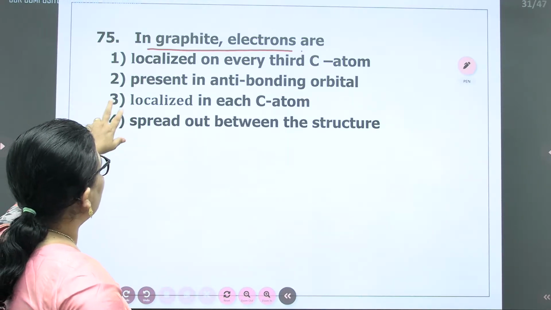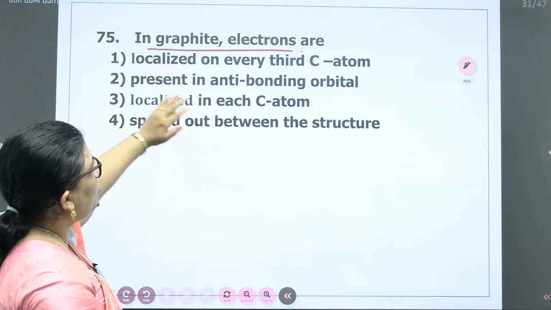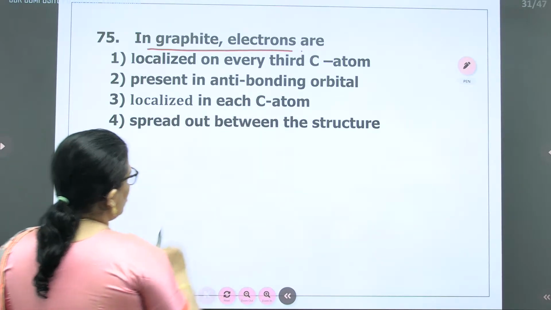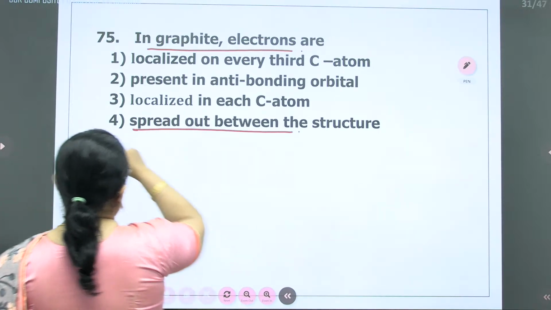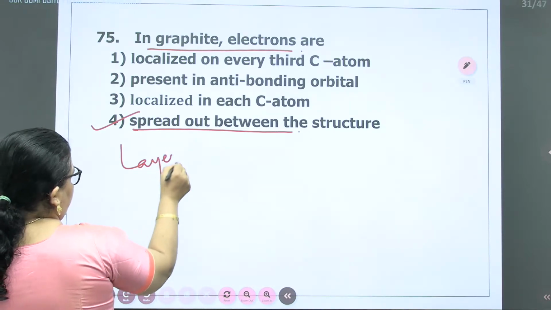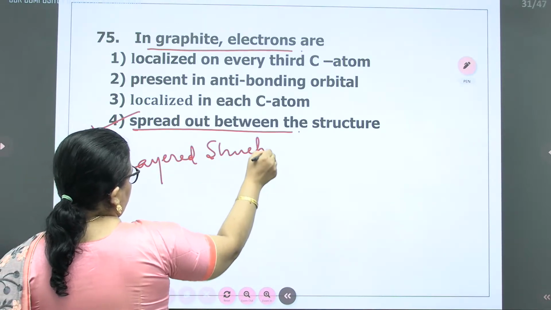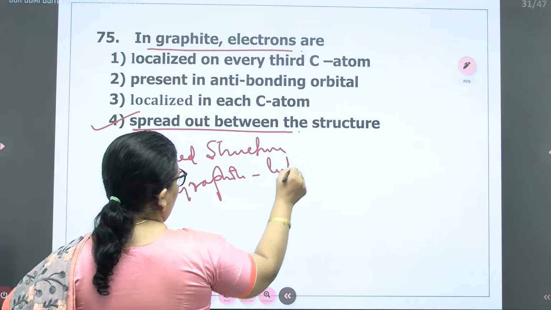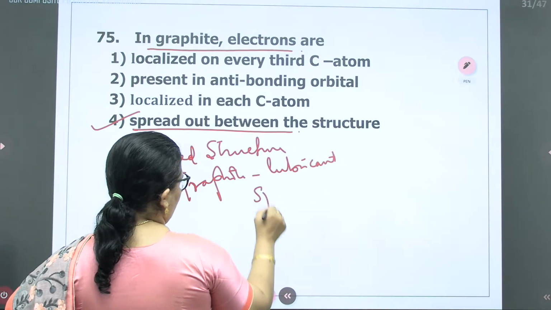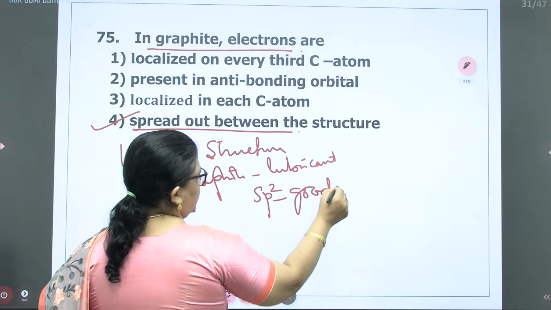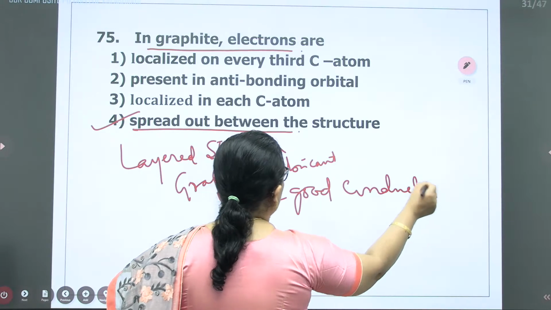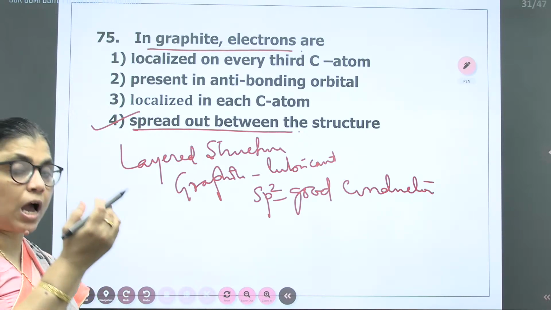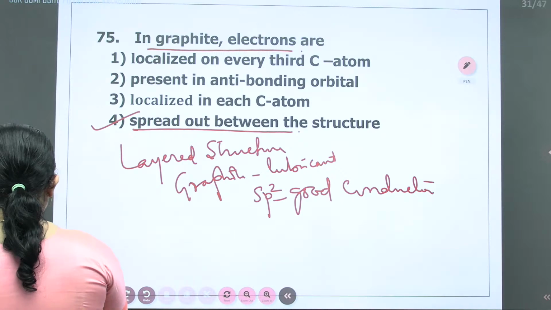When we come to this one, we said that in graphite, electrons are localized, spread out between the structure. What I said, they have a layered structure. Even graphite is used in lubricants. It is sp2 hybridized, a good conductor. For all these reasons, they contain an electron cloud, a delocalized electron cloud, which allows the conduction of electricity.